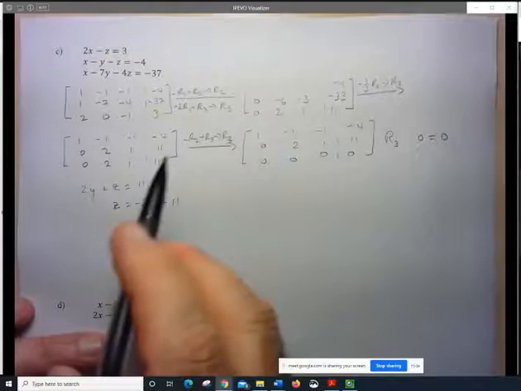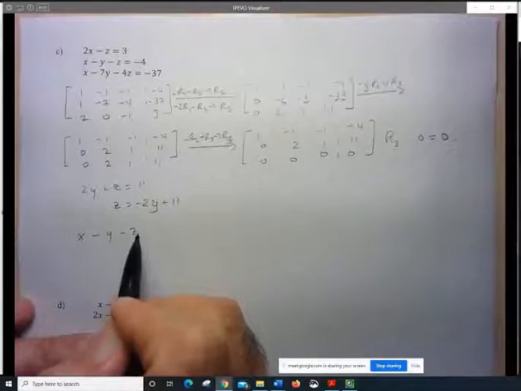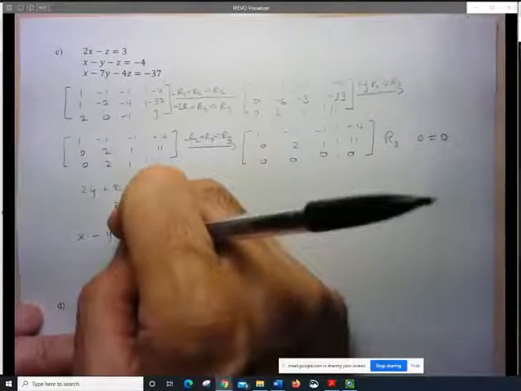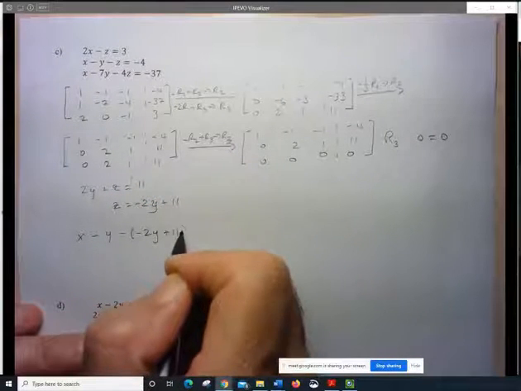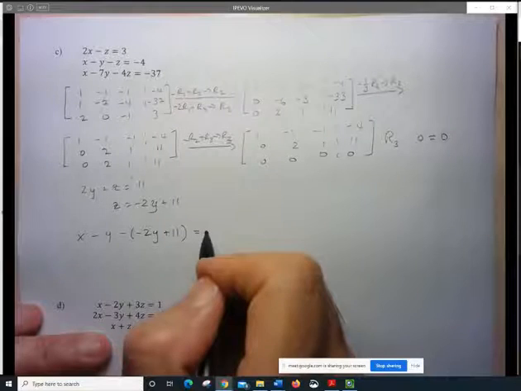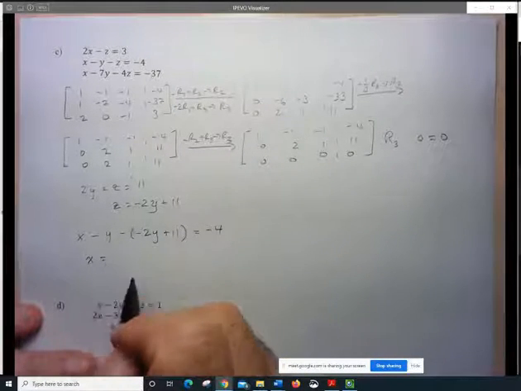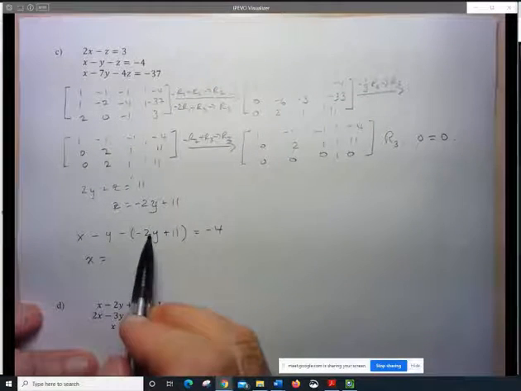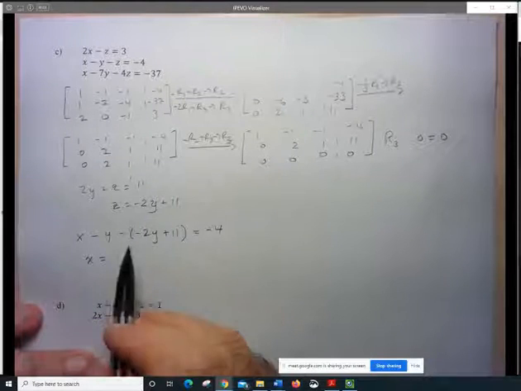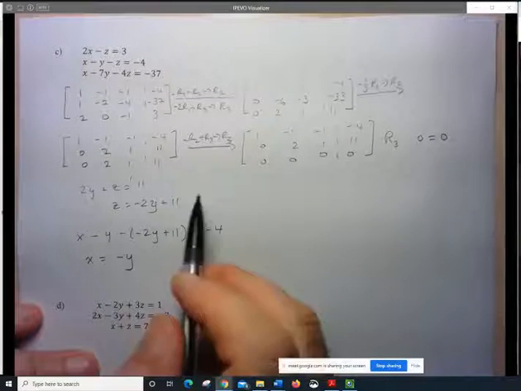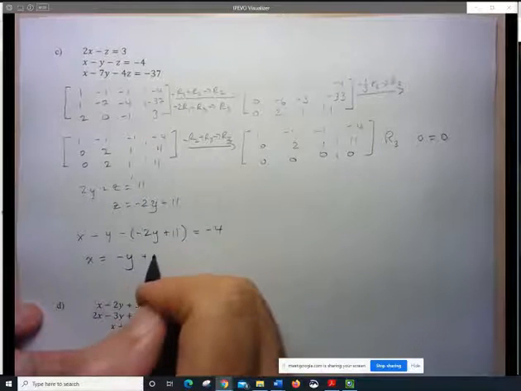Now I can use this to go into the first equation, x minus y minus z. But wherever I see a z, I'm now going to replace that by -2y plus 11 equal -4. And I can now write x in terms of y. Because what do we have? -1 plus 2 is 1. Take that to the other side, -1. And then here we have -11. Take that to the other side. -4 plus 11 is, I guess, 7.